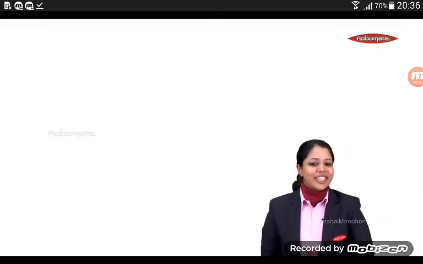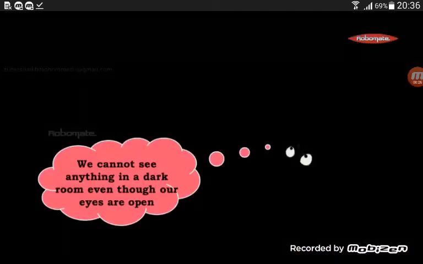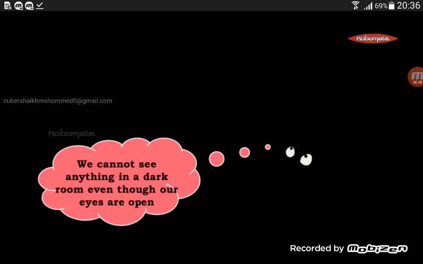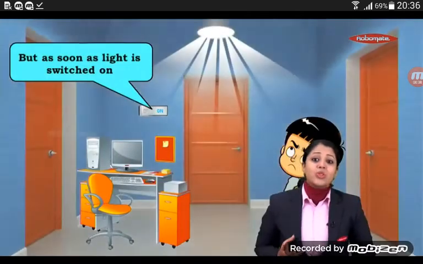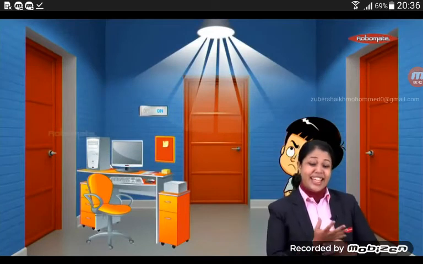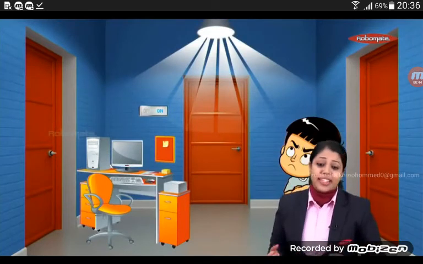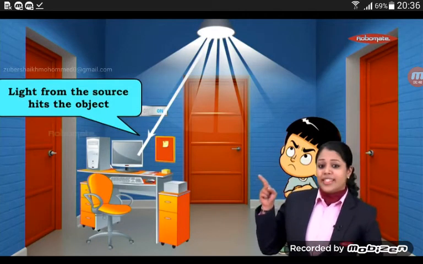Now students, first let's start with light. Now, oops, I can't see anything. So students, we cannot see anything in a dark room even though our eyes are open. But what happens as soon as light is switched on? I can see each and everything present in our surrounding. So light from the source hits the object.